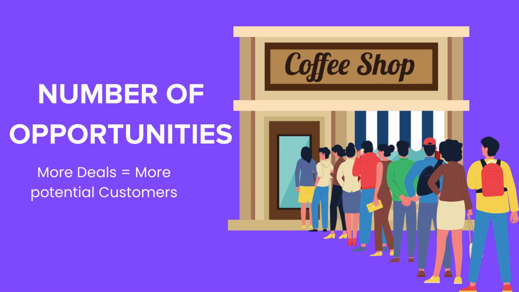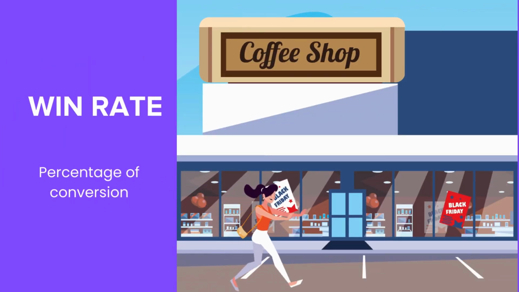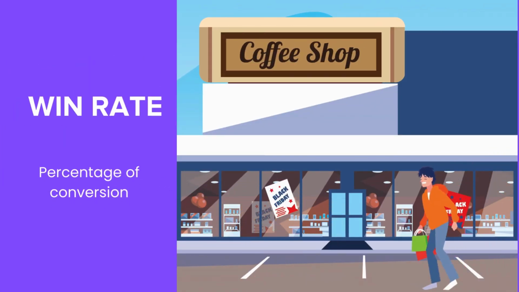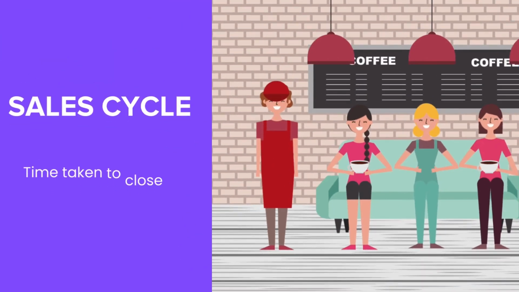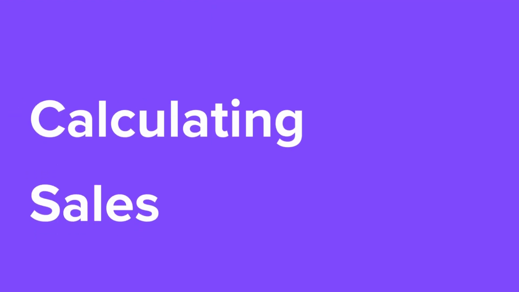Factors that affect sales velocity. Number of opportunities: more deals in the pipeline means more potential customers. Value: bigger deals on average bring in more revenue per sale. Win rate: converting more leads into sales keeps the conveyor belt moving. Sales cycle: getting deals through the pipeline faster makes everything flow smoother.